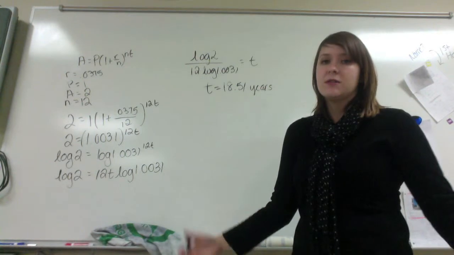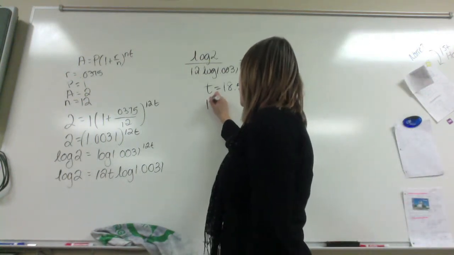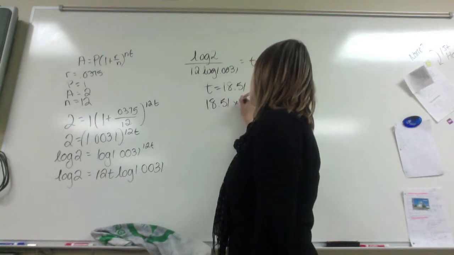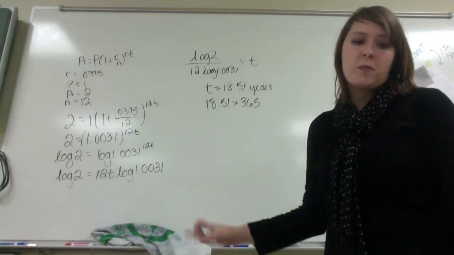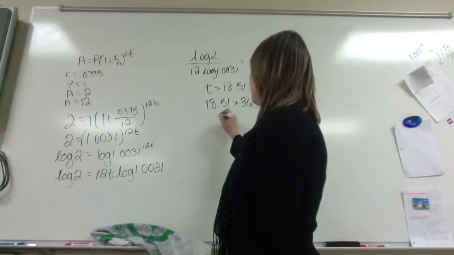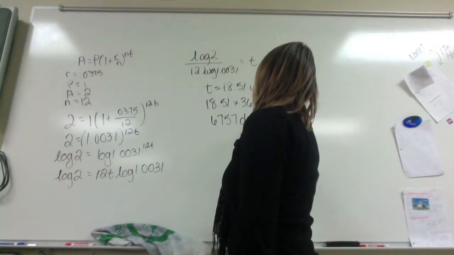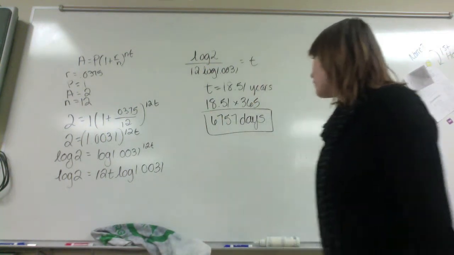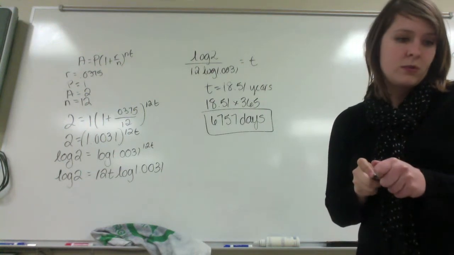We know there's 365 days in a year. Don't worry about leap years. Okay, so we're going to take 18.51 times 365. And you should end up with approximately 6,757 days. Okay, so that's how long it's going to take for your initial investment to double.